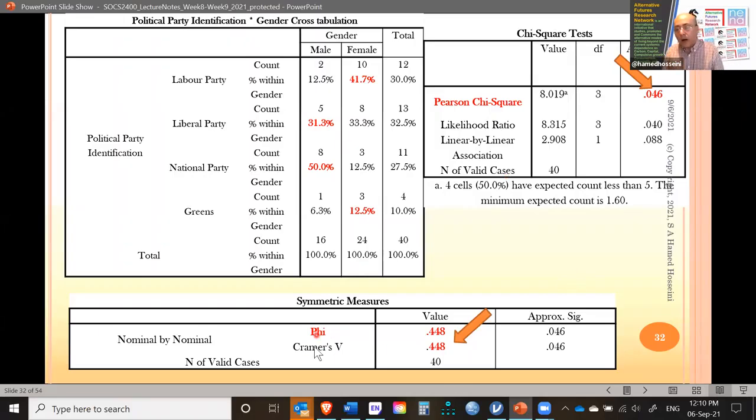And here you can see the Phi or Cramer's V. They always create both of them at the same time because there's one box that you tick, and it's 0.448. So as you can see, this is sitting between 0.3 and 0.5, close to 0.5, I would say medium to strong. Yeah, it's close to 0.5. So it's a moderate to strong relationship between the two variables, or it moderately to strongly makes a difference whether you are male or female in terms of your political preferences.